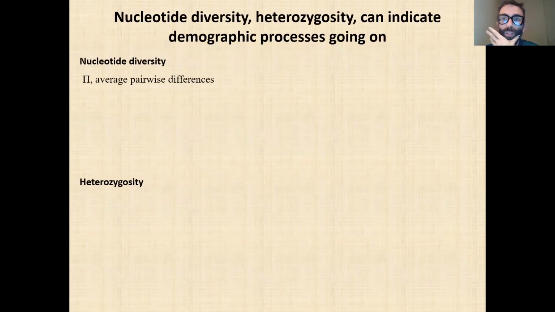First of all, we can simply measure very simple parameters. Typically, nucleotide diversity, which tells us about the genetic diversity of a population. A simple way to do it is to measure what we call pi. You probably have heard of it, and it's simply measuring the average pairwise differences.